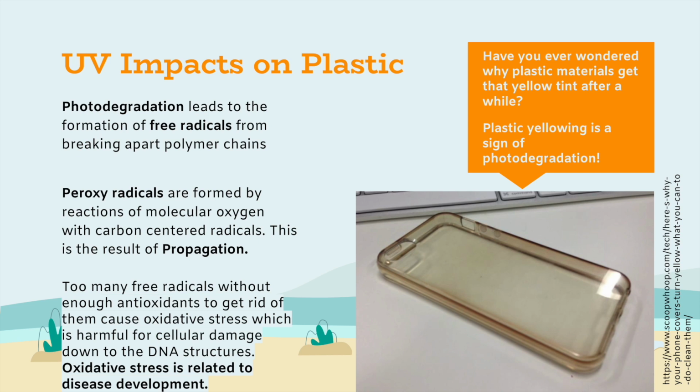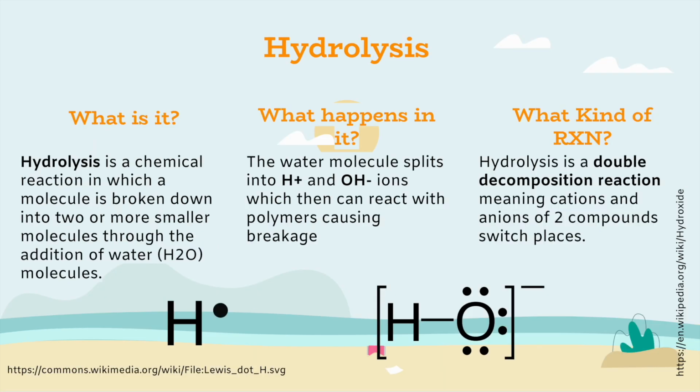Too many free radicals without enough antioxidants is a problem because they can be harmful for cellular damage down to the DNA structures. Oxidative stress is related to disease development. Plastic polymers can break down in water or salt through a process I've previously mentioned, hydrolysis, which involves the reaction of water molecules with chemical bonds and polymer chains. The water molecules break the polymer chains into smaller fragments called oligomers, which are more susceptible to further degradation. Oligomers are molecules made up of few repeating units derived from smaller monomers.